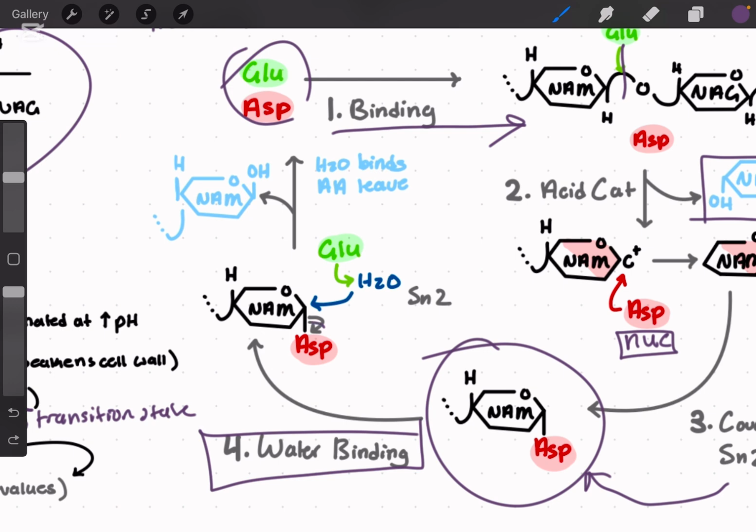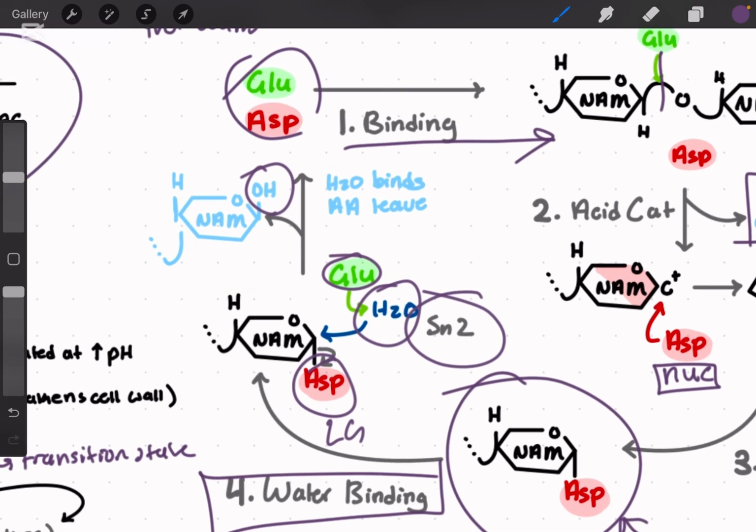At this point, aspartic acid is a good leaving group, and we're going to go through another SN2 reaction where water is going to contribute to that hydroxyl group that we need for our end product, and glutamic acid is going to contribute to breaking that water molecule so we can use its components to form that group. And aspartic acid is just going to leave, as I put over there.